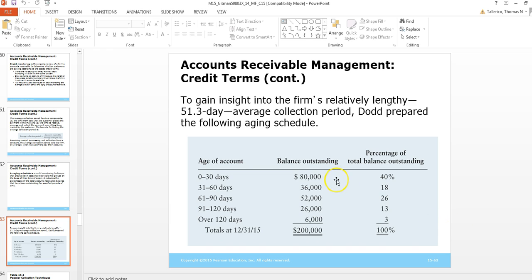And you can see that basically the age of the account, as time goes on, you have less and less periods of total balance outstanding. So here's the percentage. So you can clearly see the aging schedule here of the accounts receivable. At 120 days, only 3% is still outstanding. But it appears like around 61 to 90 days, it jumps up, right? Normally it's in a decline, except for the 61 to 90 day period.